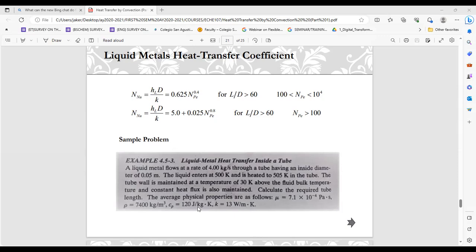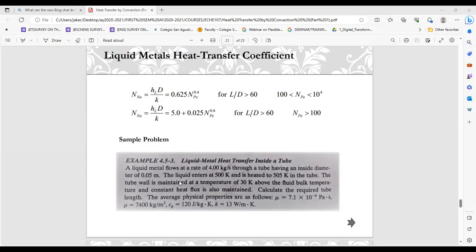So you're given the physical properties of the liquid metal. We do not know the identity of the liquid metal, so its physical properties are given here. You have the viscosity, the density, the specific heat, and the thermal conductivity. The k is 13 watt per meter per Kelvin.